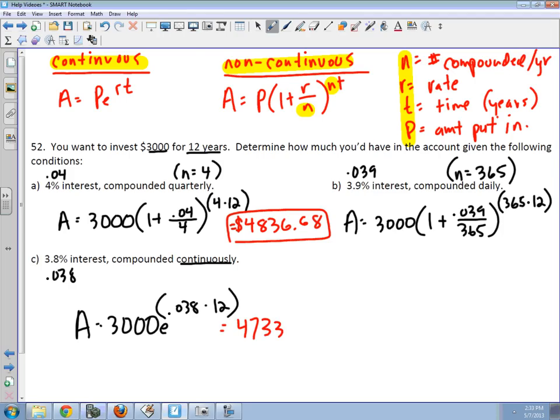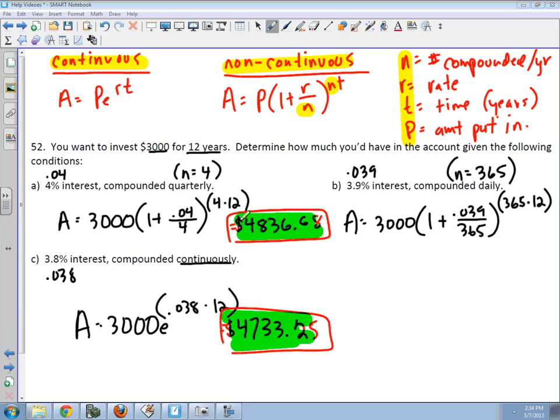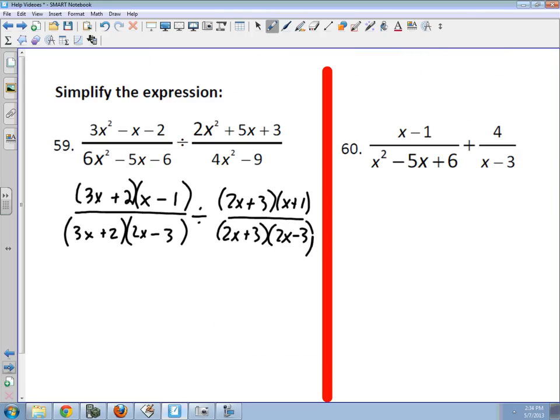So the moral of the story for this problem is, even though you get more compoundings within a year, or you're compounding continuously, you see that quarterly with 4% is actually better than continuously with 3.8%. So you want to go for the higher interest rate no matter what way they're compounding it. Interest rate will get you more money. That was number 52. Moving along.